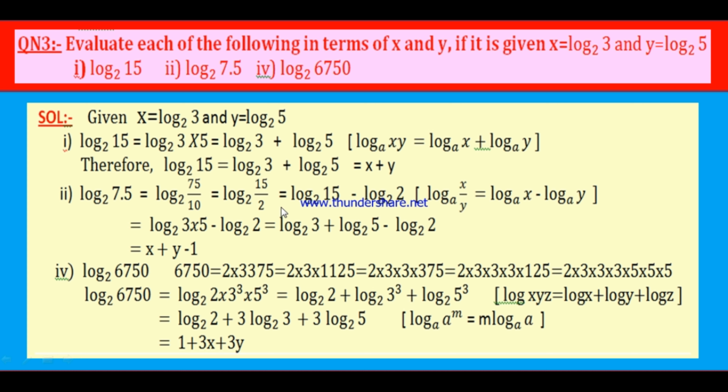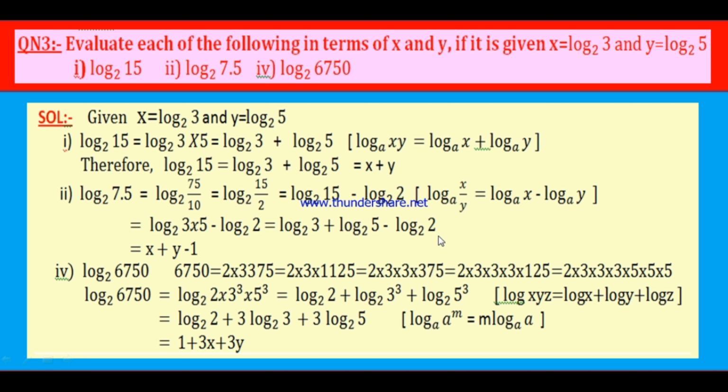Now you can write 15 as 3 times 5, and log 2 to the base 2 is the same as it is. Now log 15 is log 3 into 5 to the base 2 minus log 2 to the base 2. Now this is in the form of log x into y. Log 3 into 5 is log x into y. Log x into y is log x plus log y. Therefore log 3 into 5 is log 3 plus log 5 minus log 2 to the base 2. But we know that log a to the base a is 1.